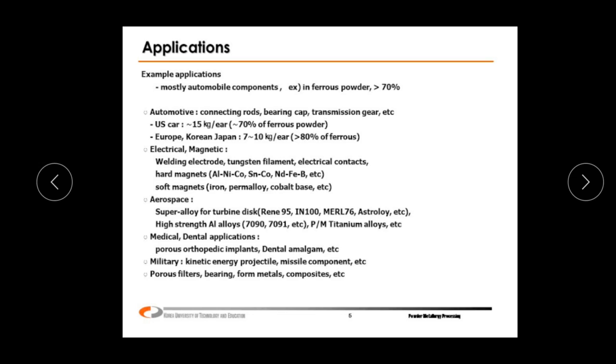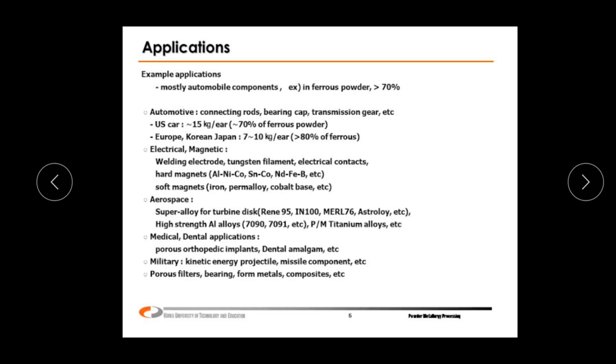For aerospace applications, it is possible to make super alloys for turbine discs, high strength aluminum alloys 7090 and 7091, and titanium alloys. Some medical applications are surgical equipment and dental applications, porous orthopedic implants, dental amalgam, etc. In military applications, mainly kinetic energy projectiles, missile components, etc.